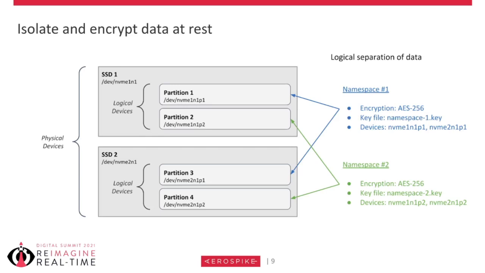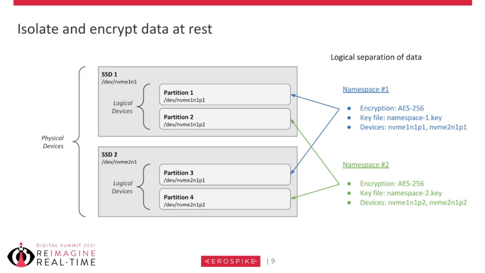And where this might be useful is if you have different classifications of data or you have different use cases and you want to encrypt them separately and control access to them separately, just to reduce the blast radius of a potential breach. So the slide here is showing that there's two physical SSD volumes or SSD drives attached to the server, and they're partitioned into a total of 4 logical partitions.